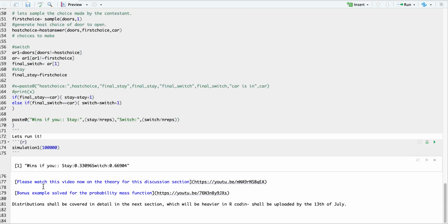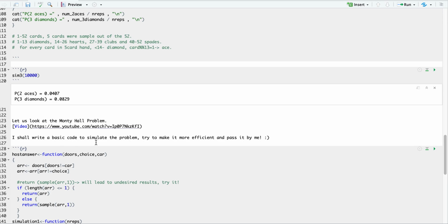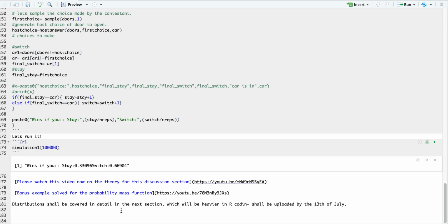Next I would really want you to go to these two videos, look at the theoretical aspects of expectations and variances, and an example solved for the probability mass function. Oh, also this is the Monty Hall problem. Sorry, I missed this. So this is the simulation for this discussion. Next discussion, we'll be looking at the distributions, Poisson, binomial, and I think exponential as well, which will be heavier in R coding, so that will be more insightful.